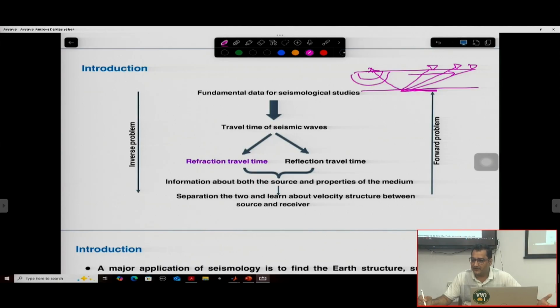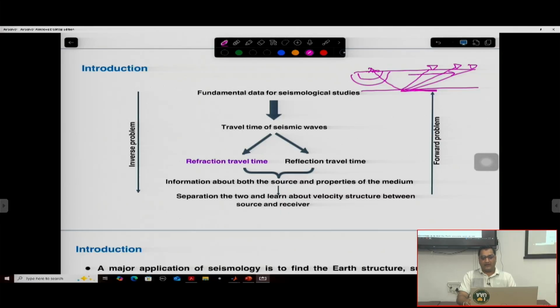In terms of the reflection, we are using the reflection travel time data. Both the data are useful to give you the information about the source, about the medium, about the depth of the interface, and about the velocities of the layer, and that is what we actually would like to do. So how would you do it? For that purpose, you can do the inverse or you can use the forward modeling.